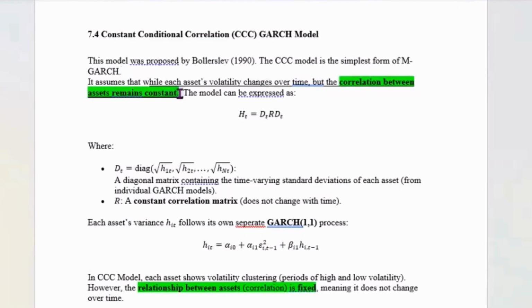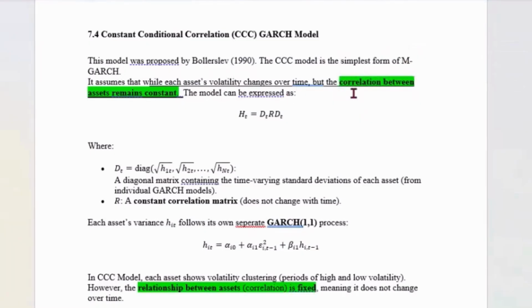The individual volatility is changing. If you consider the volatility of Bitcoin, it is changing on its own. The volatility of Ethereum is changing on its own. But the correlation, the relationship between them, is constant. There is no variation in it.